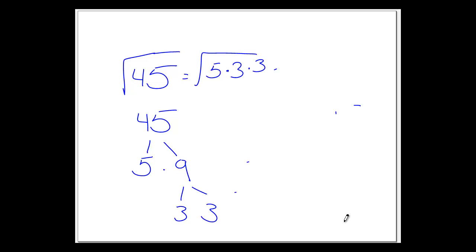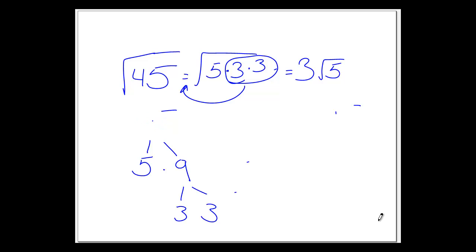Now, since we don't have anything written here, we're looking for 2 of the same underneath. We have 2 3's right here, so we are going to pull them out, and we can write this as 3 square root of 5. We can't break up 5 into any 2 numbers except 1 and 5, so we will leave it as a 5. Now, let's try something a little bit more like the square root of 120.